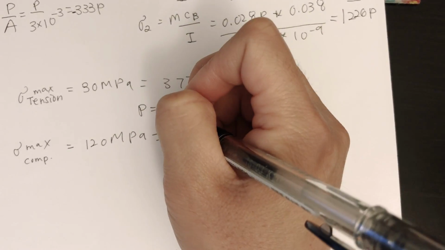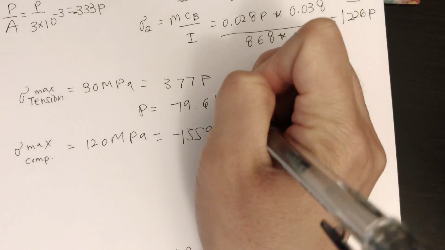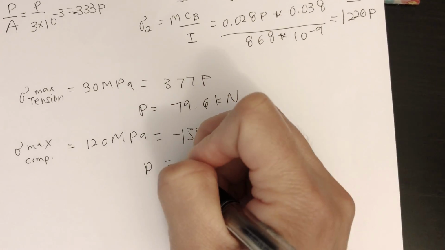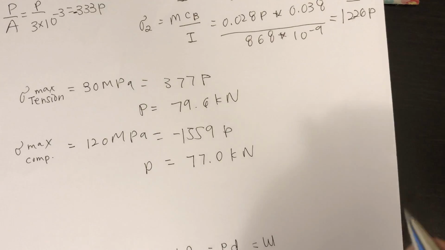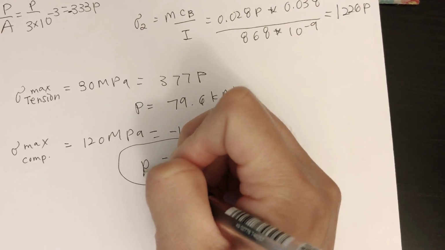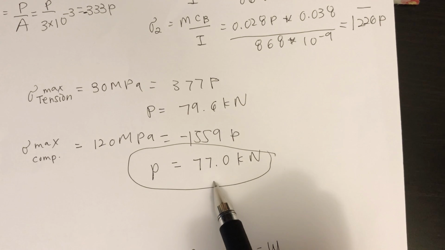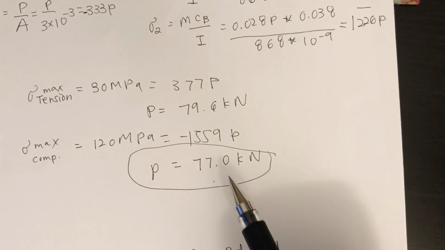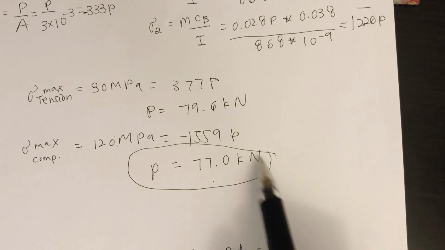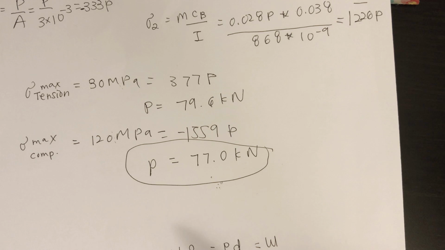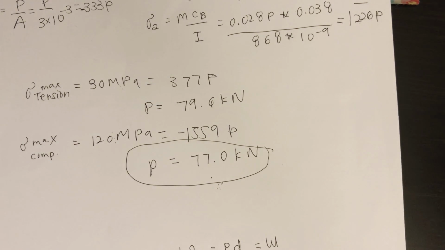Critical load for tension is 79.6 kilonewtons. Critical load for compression is 77.0 kilonewtons. So we pick the smaller one right there. So when a load of 77 kilonewtons is applied, allowable stresses for compression and tension will not be exceeded. These two stresses will not be exceeded if we have the lower load. Okay, so the final answer is 77 kilonewtons.